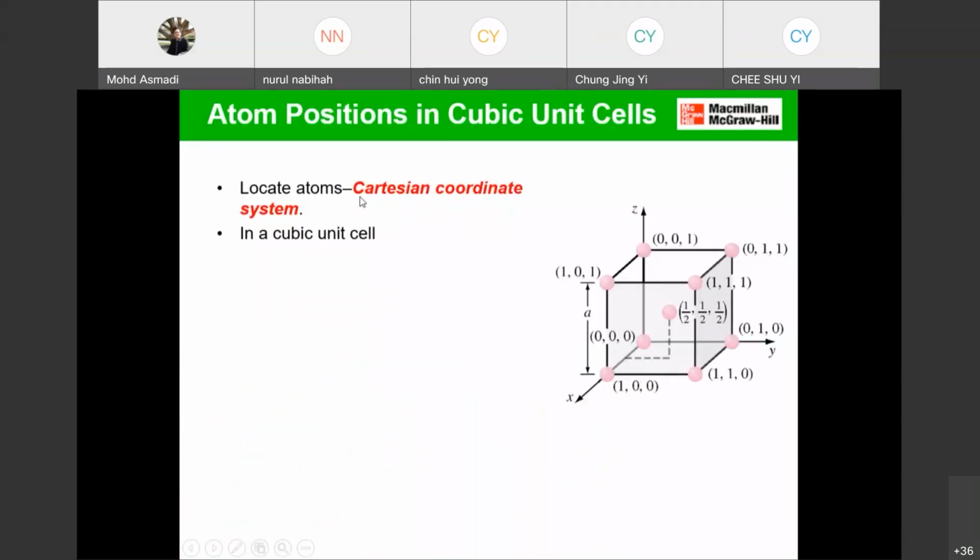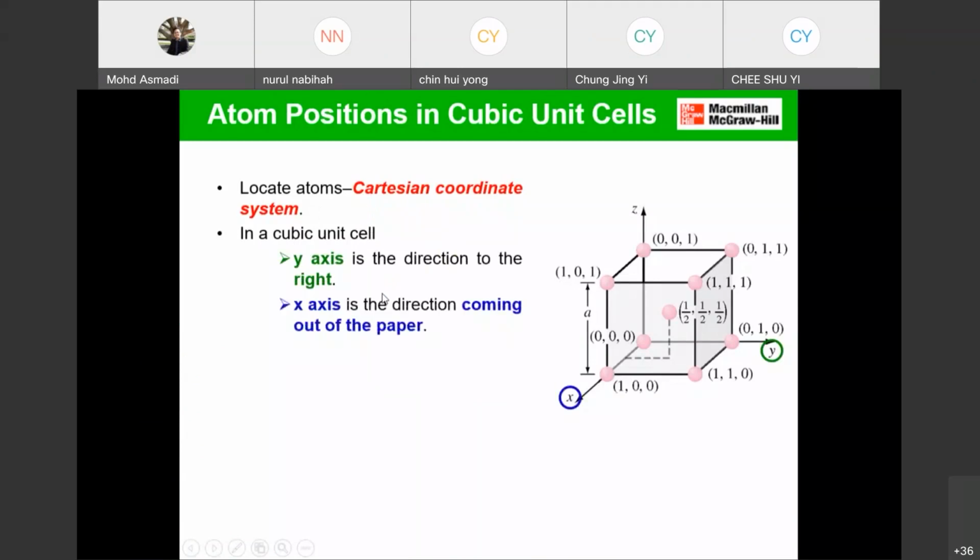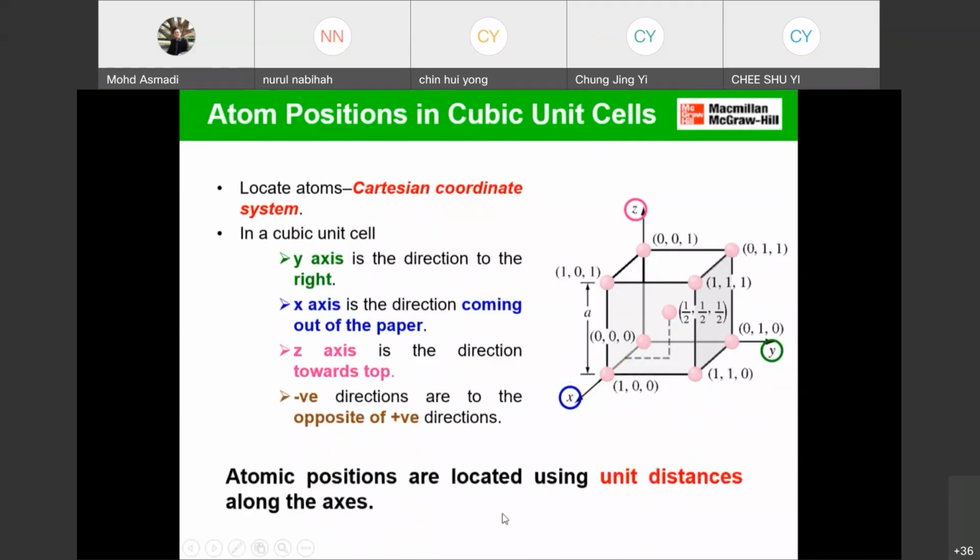We can locate an atom by using a Cartesian coordinate system in a cubic unit cell. The y-axis is the direction to the right. The x-axis is coming out of the paper. That one I told you, coming out of the paper, this direction. Please remember. And z is the direction toward the top, the upper side. So we can locate the atom position by using unit distance along the axes.